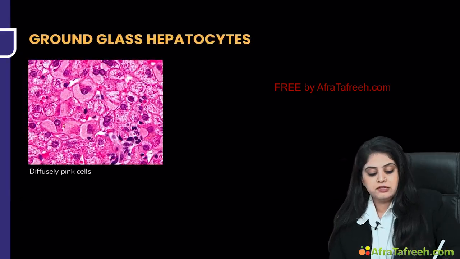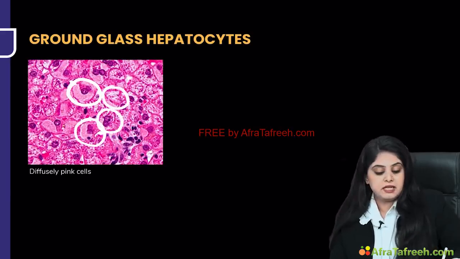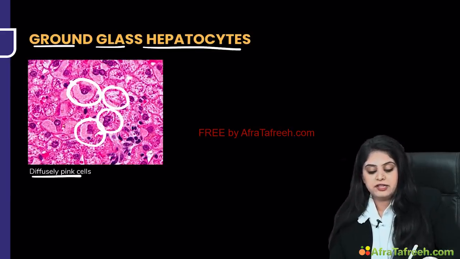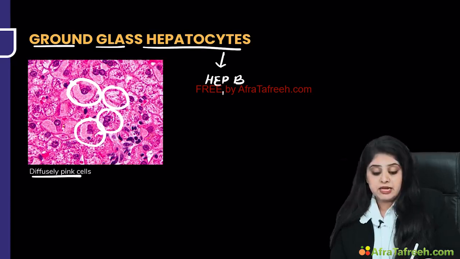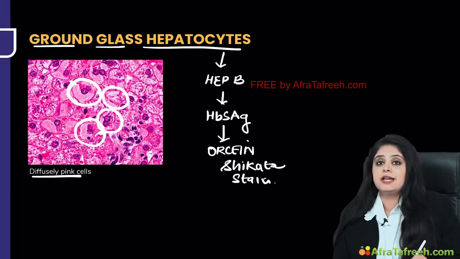Number one, can you see the liver is getting very, very pink? The cells are becoming very, very pink. These are ground glass hepatocytes, which are going to be seen with hepatitis B infection. Hepatitis B means surface antigen. Surface antigen means which stain? I have already told you it is going to be the Orcein Shikata stain. So ground glass hepatocytes, remember, for hepatitis B.